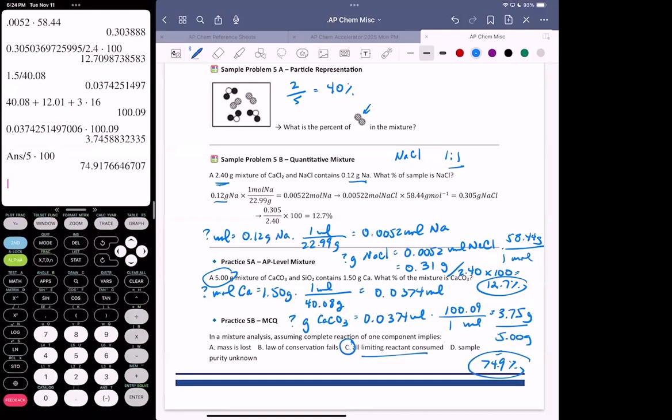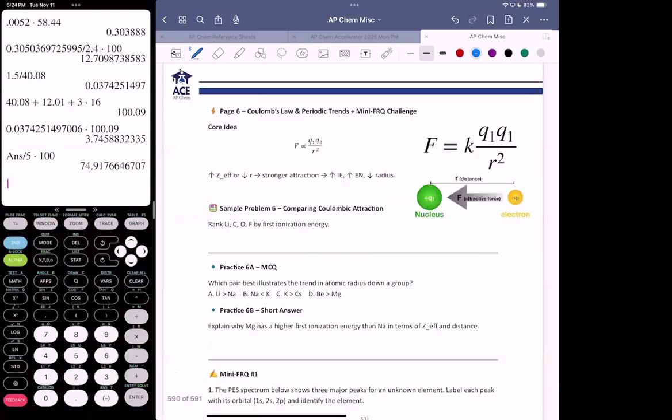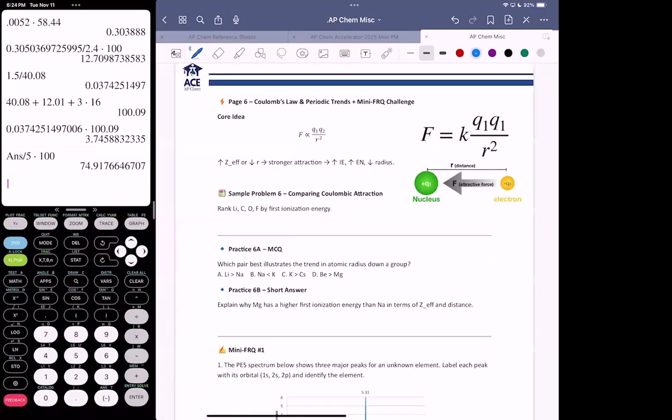Okay, moving on to section 6, Coulomb's law and periodic trends. The core idea is that the attraction of electrons for the nucleus is a function, this is the equation for Coulombic force, proportional to the charge of the nucleus divided by the distance squared. When the effective nuclear charge increases and the distance decreases, the Coulombic force increases. It's a stronger attraction. When Coulombic force increases, so does ionization energy, so does electronegativity, and radius decreases.